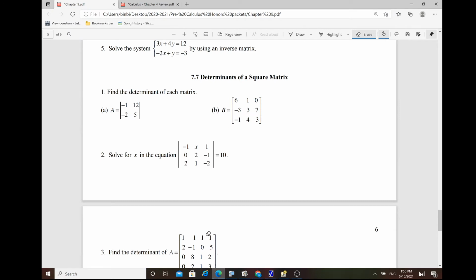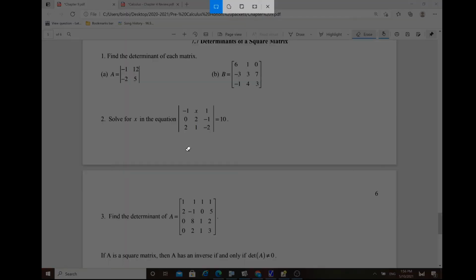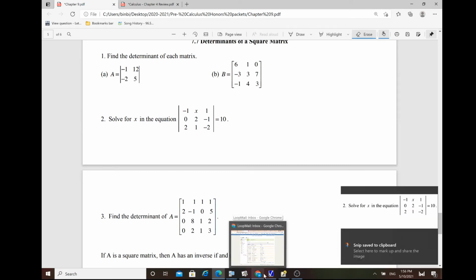Okay, so now let's see what else. So the other one, just solve for x. So find out the setup here for the 3 by 3 matrix. Once we find out that's the simplest form, we can set up the equation with the determinant 10. Okay, so let's try this one. So solving for the unknown variable in the entry of the 3 by 3 matrix.